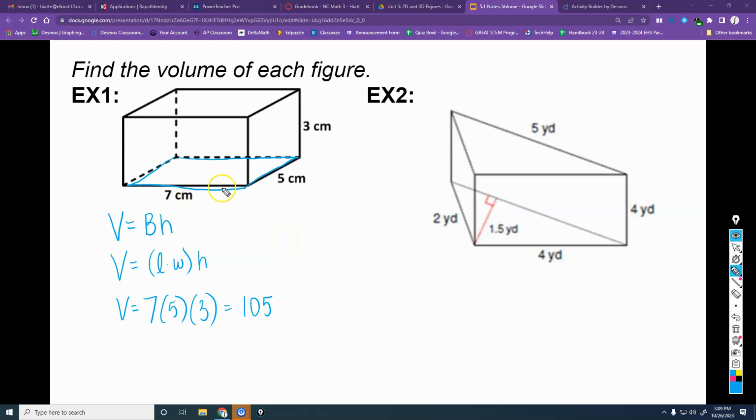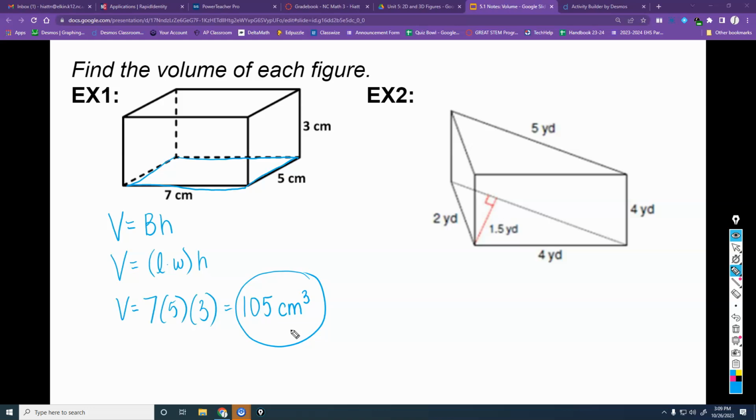And when we multiply centimeters times centimeters times centimeters, we get centimeters cubed. Whenever you're doing volume, your units should be cubic units because you have 3 different dimensions that you are multiplying together. That's why we call these 3D figures.